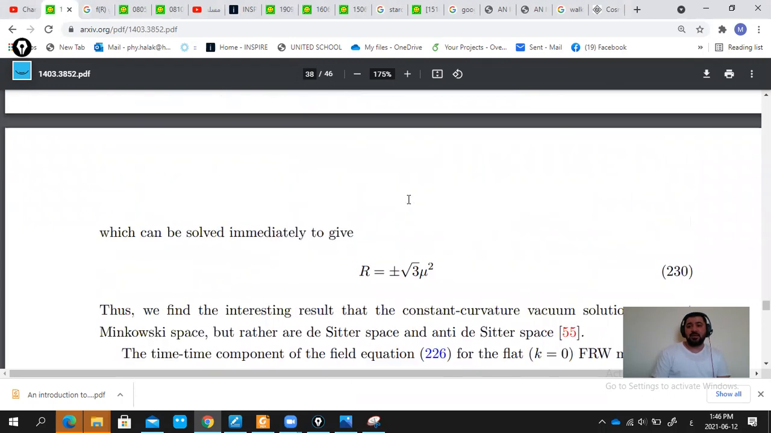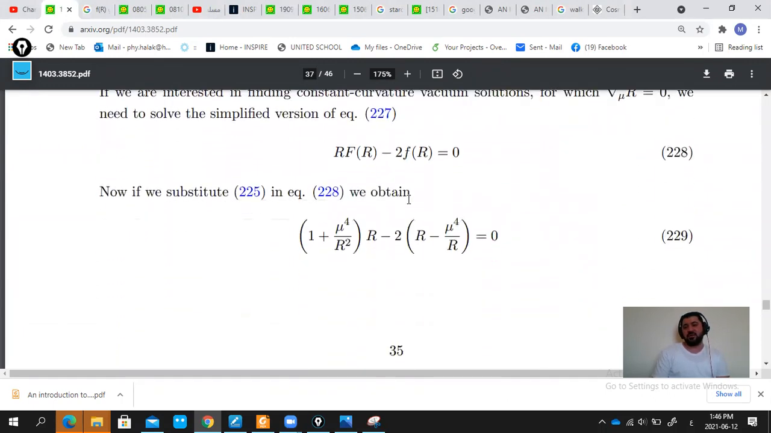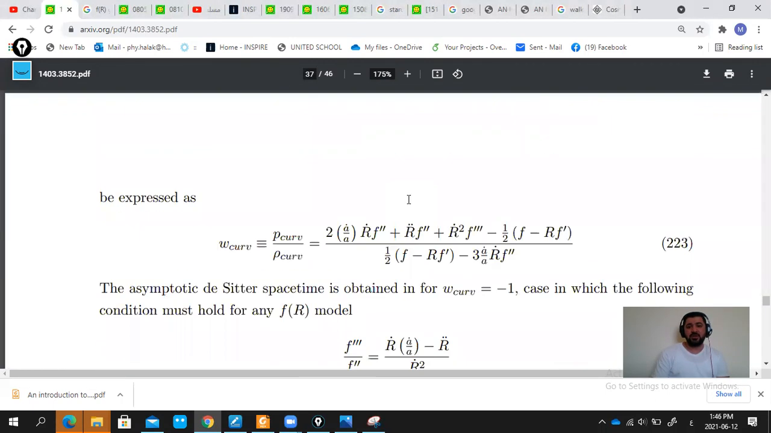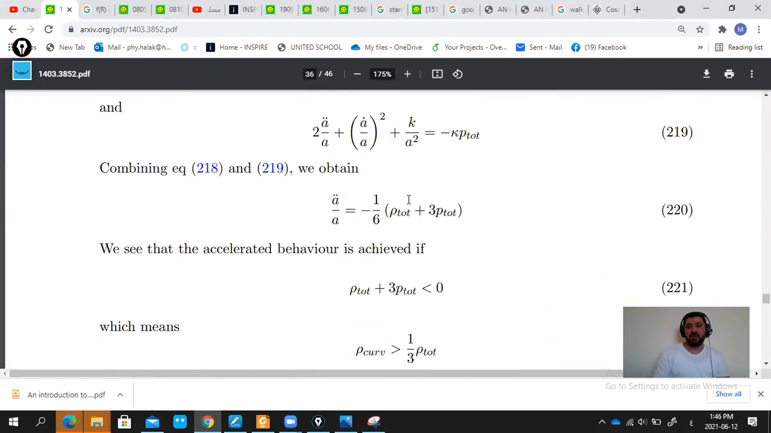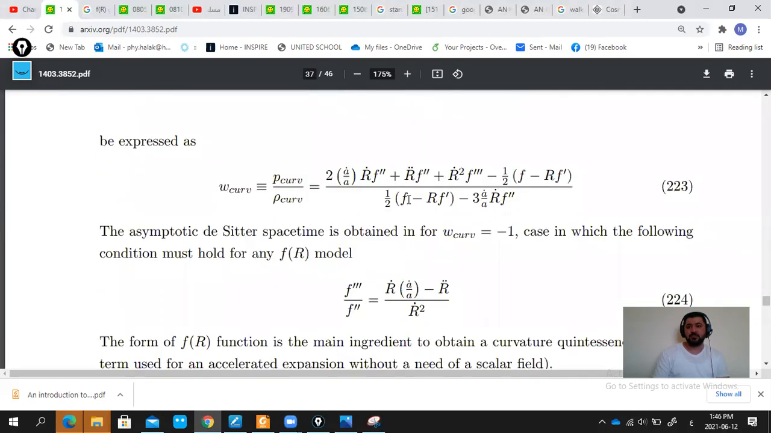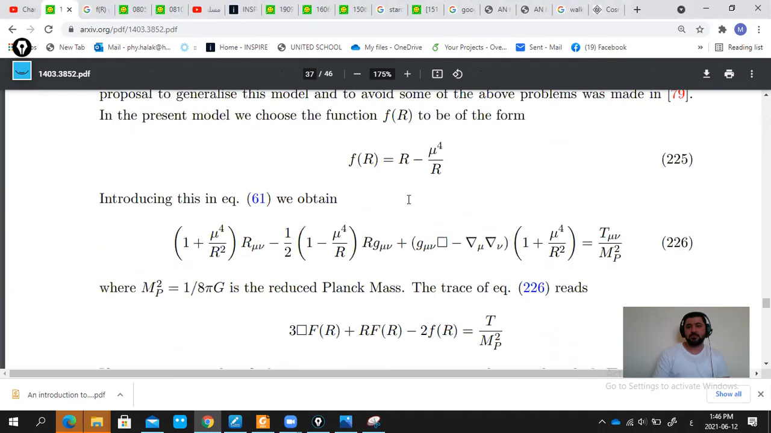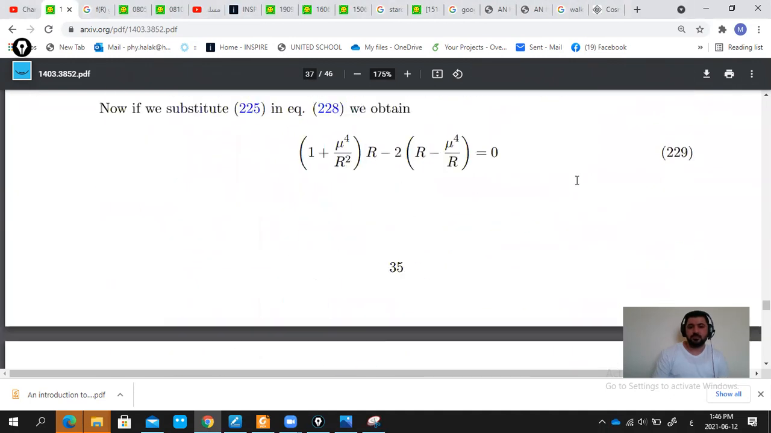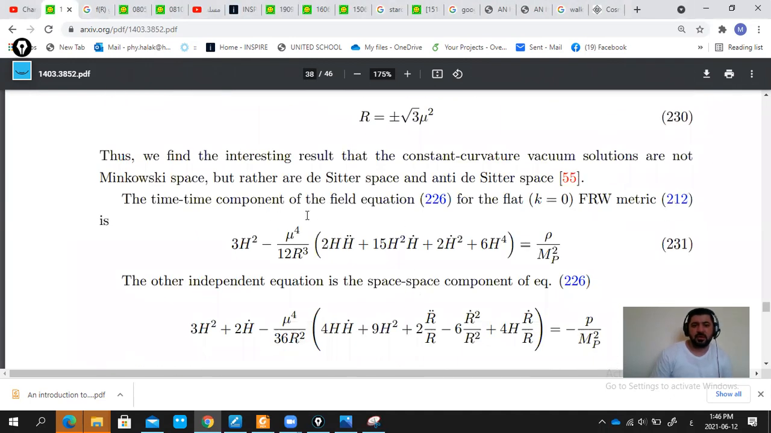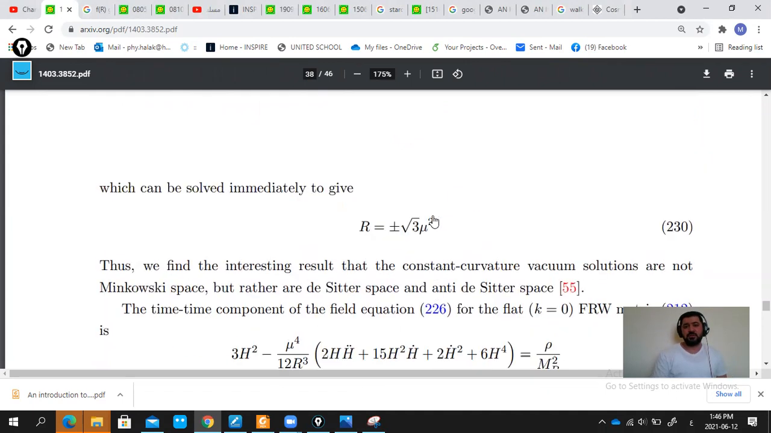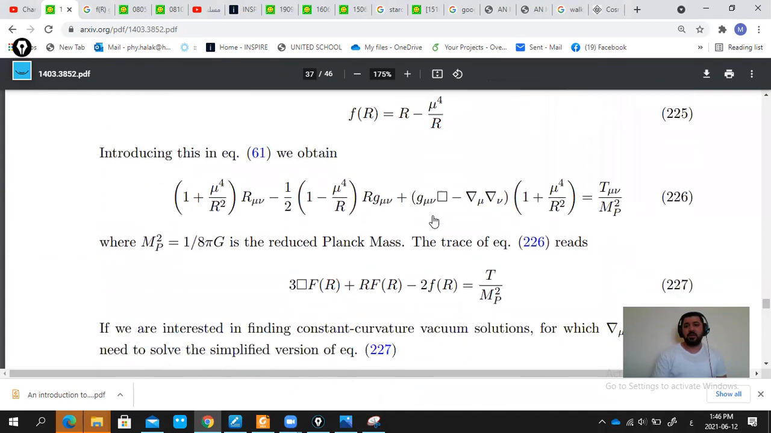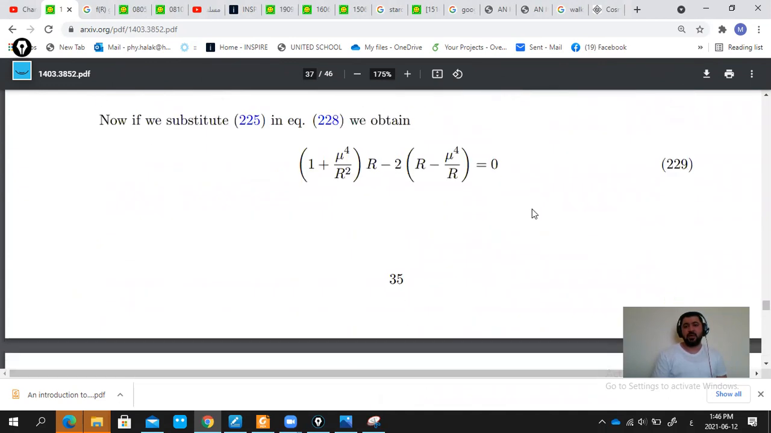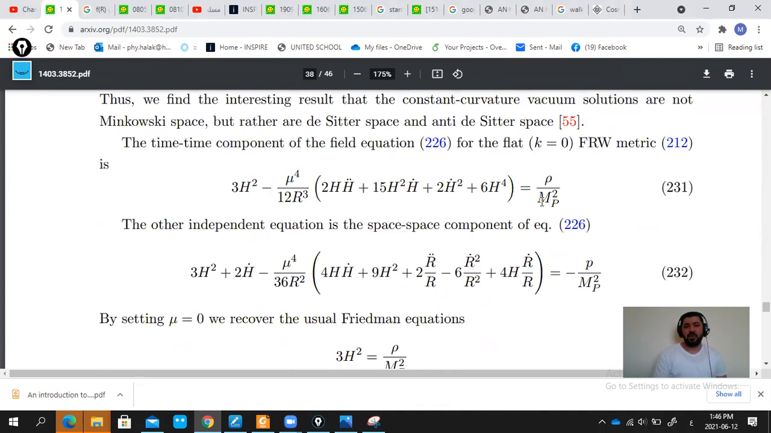Okay, now if we look at this equation here, so this is the first note. Now if we go back to the field equations, for the time components, if we take the 0 components, we will find this equation here. For the ij components, the space components, we will find this equation.